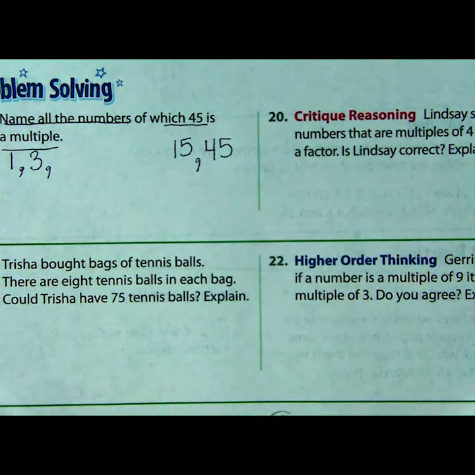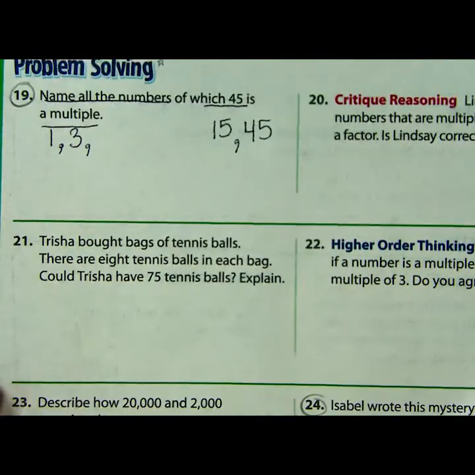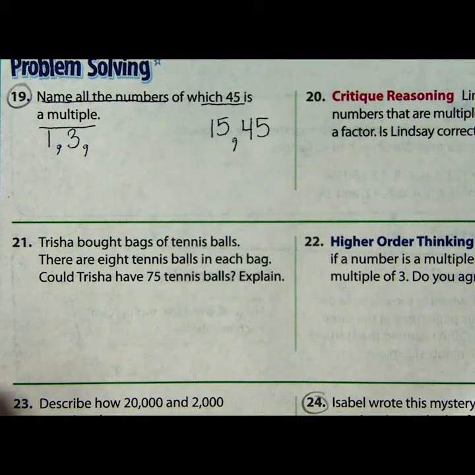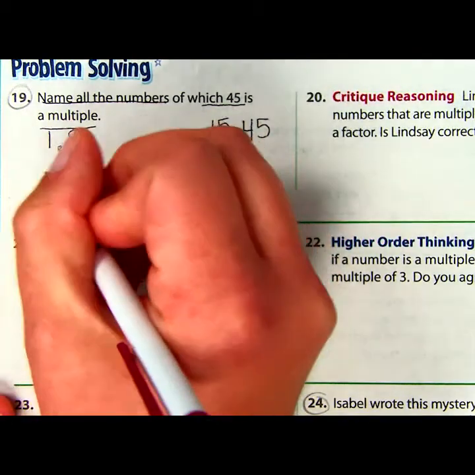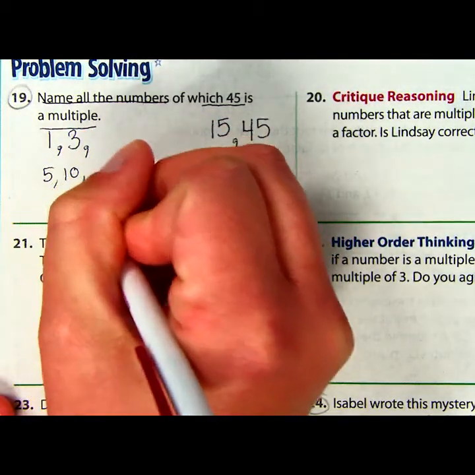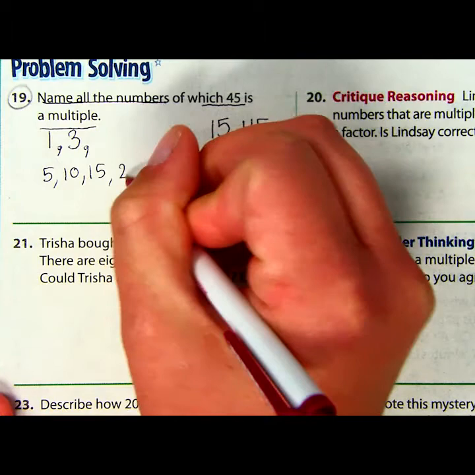Now I need to think, are there any other numbers in which 45 is a multiple? So does 4 go into 45? No, because it's not even. What about 5? If I were to skip count now by 5s, would I eventually arrive at 45?